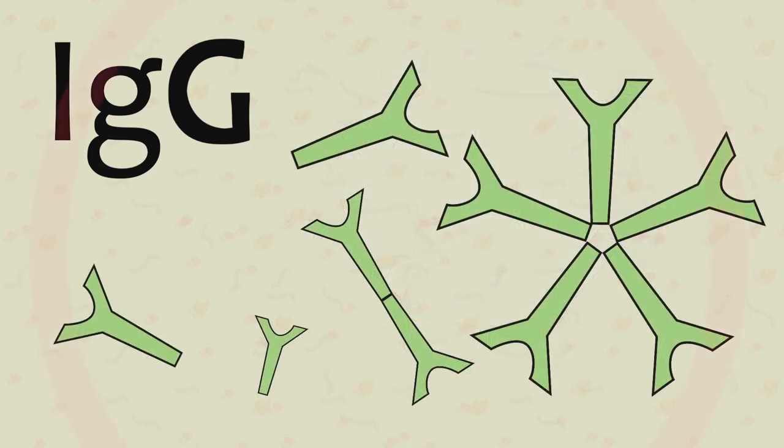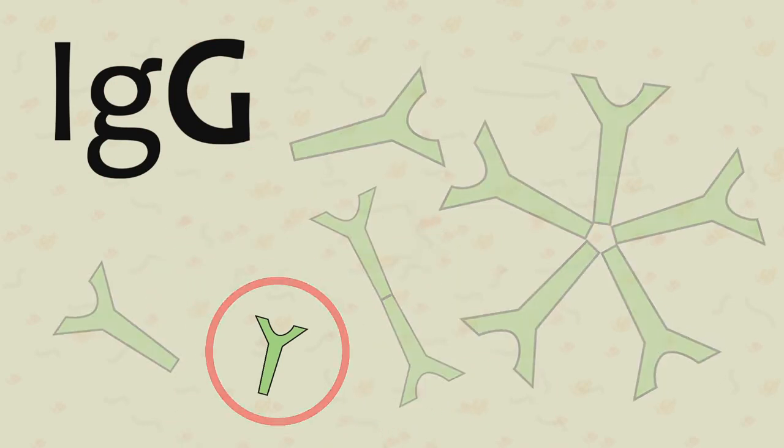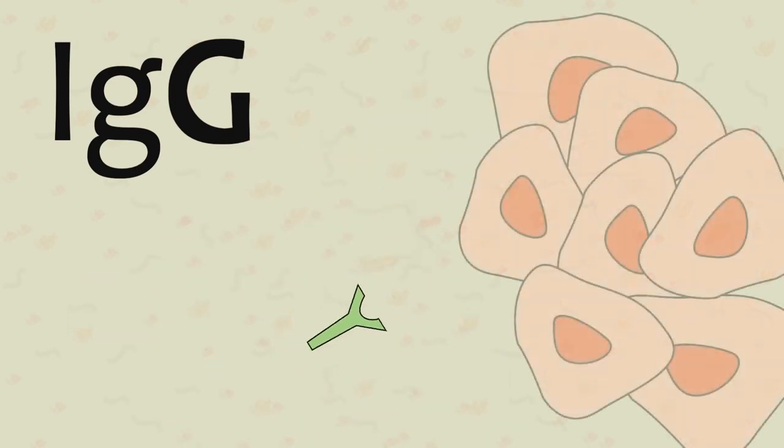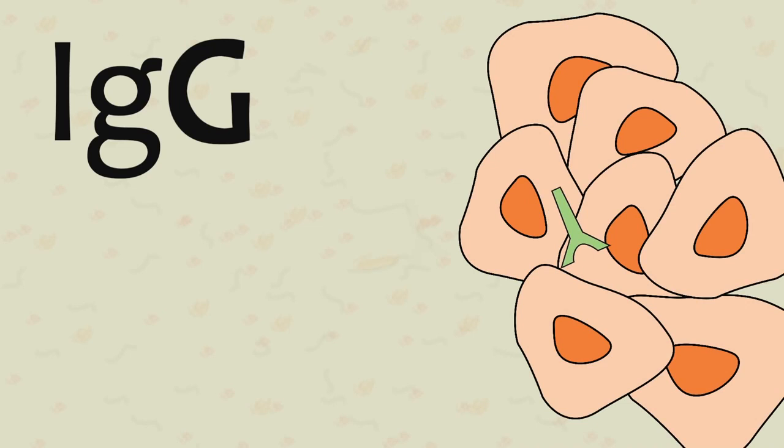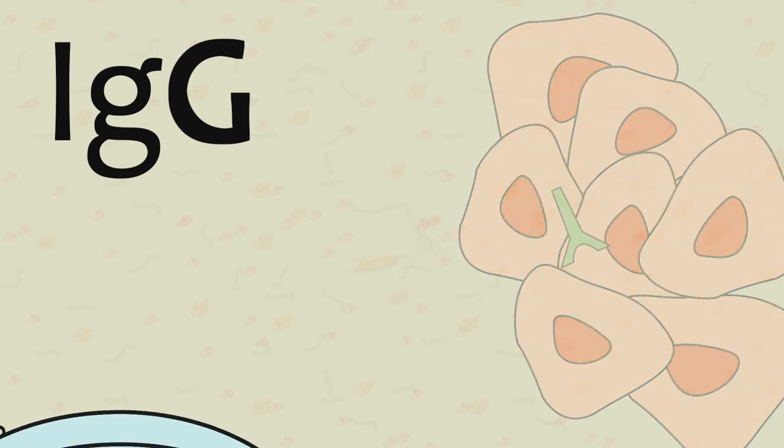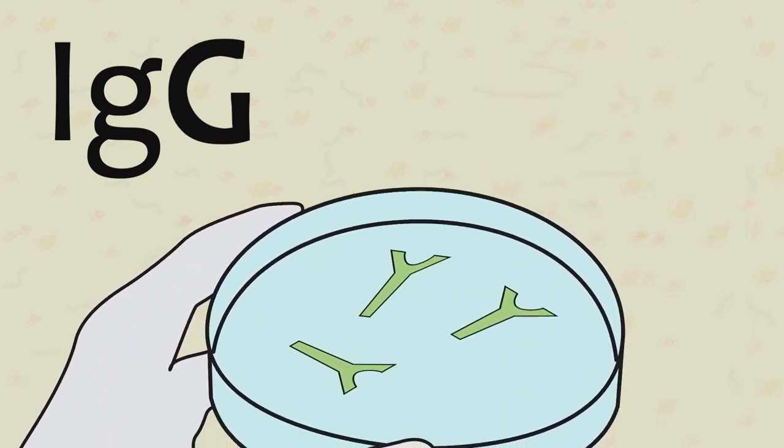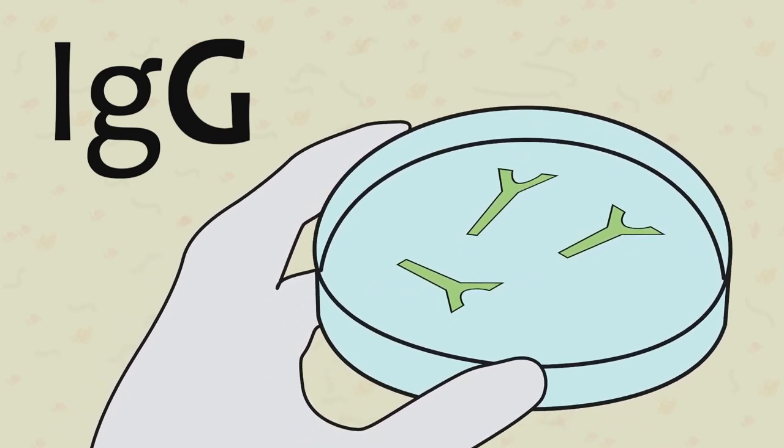IgG is the smallest of the Ig molecules, allowing it to easily migrate into the tissues of the body. Only 45% are found in the blood. Almost every man-made monoclonal antibody in clinical use today is in the IgG family.